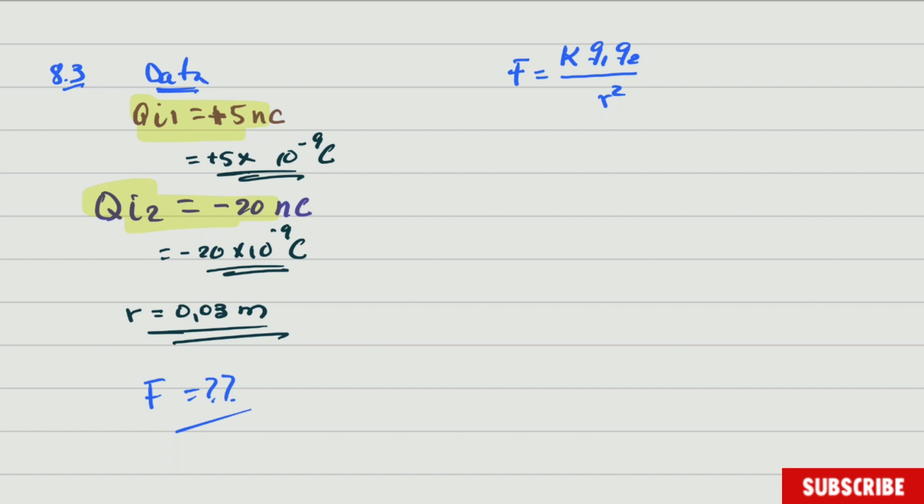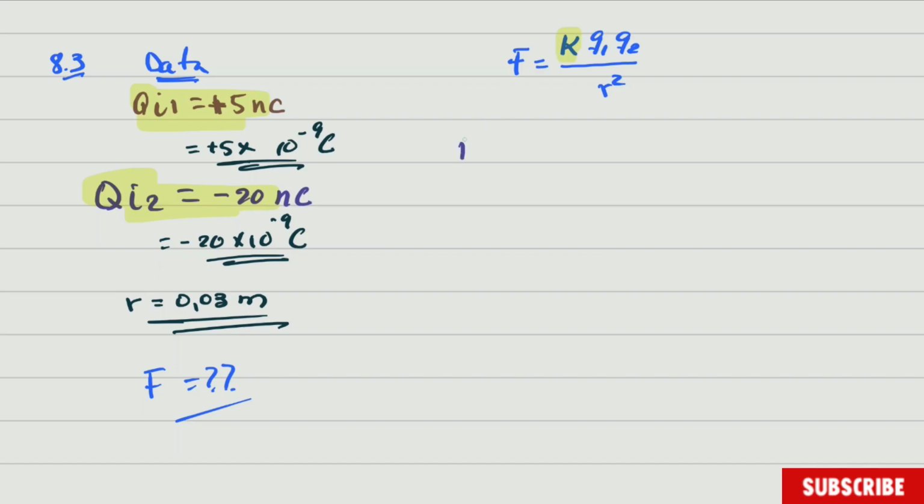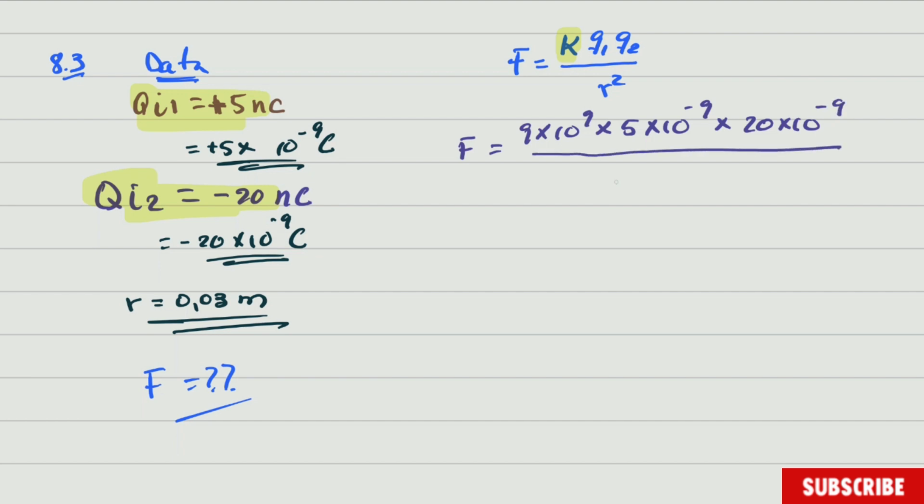It's exactly the same. K is a constant also given to you in the table of constants. You can see it here, so you don't have to memorize it. There is the constant, so please make sure you go there. And guys, you have everything, so the rest is just to substitute, and it's a straightforward calculation. So it's 9 times 10 to the 9 times the first charge, which is 5 times 10 to the minus 9, times 20 times 10 to the minus 9, divided by the distance squared, and the distance is 0.03, everything to the power 2.